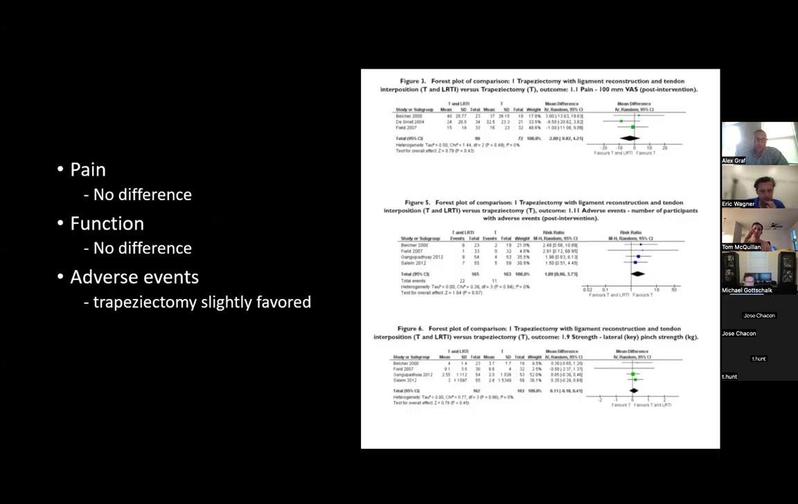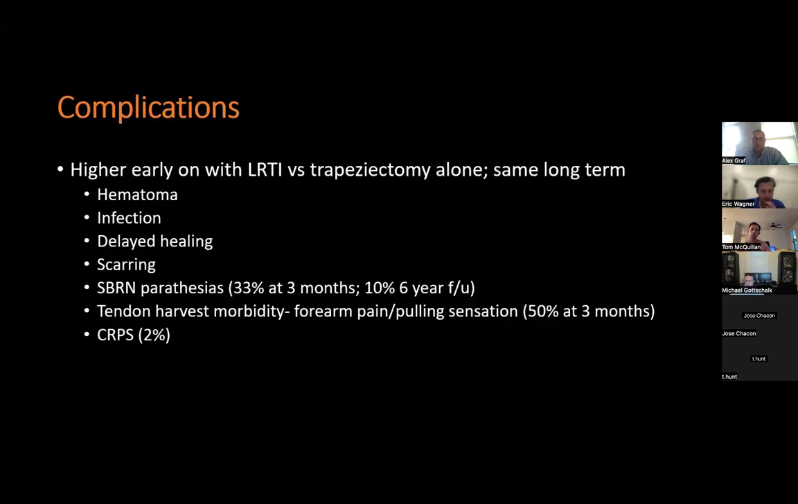So pain, no difference. Function, no difference. Trapeziectomy had slightly fewer complications. And the complications that were looked at were things like hematoma, delayed healing, and superficial radial nerve branch paresthesias.